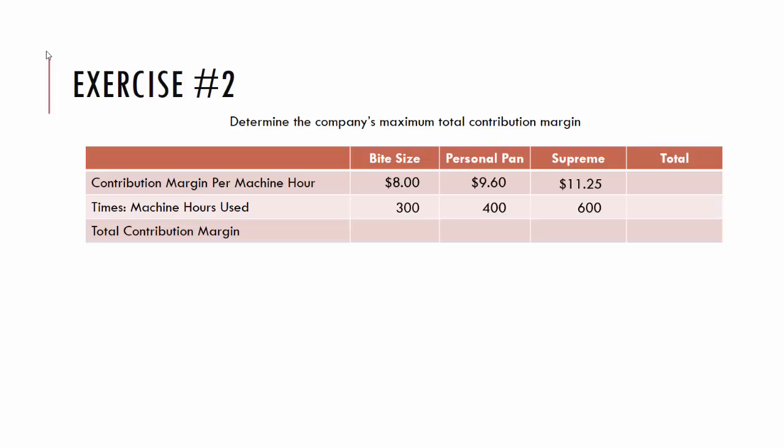We determined last slide we're going to put 600 hours into the Supreme, 400 hours into the personal pan, and 300 hours into the bite size, which means our total contribution margin from the bite size is going to be $2,400. Our personal pan is going to have a contribution margin of $3,840, and the Supreme pizza line is going to give us a contribution margin of $6,750. And in total, we're going to have a total contribution margin from the production of these three different pizza lines during the period of $12,990. That is the maximum amount we can get given our two constraints: how many of each unit we think we can sell and how many machine hours we have for production.